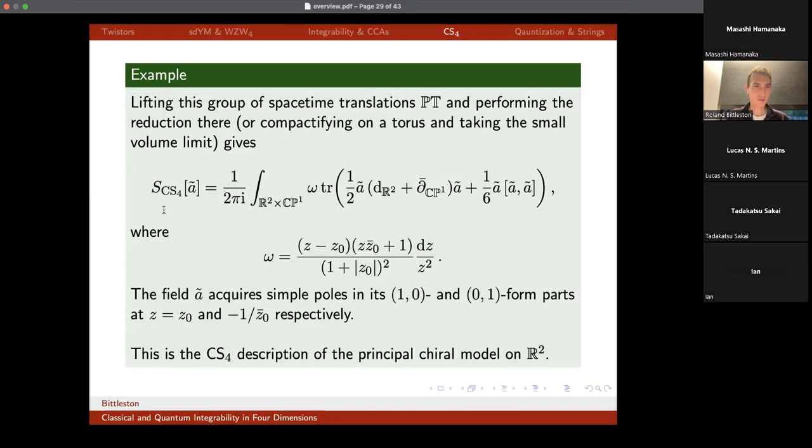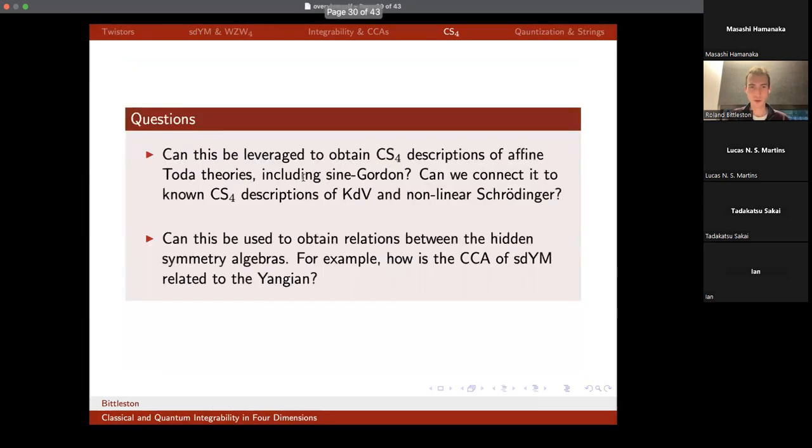I'm afraid I don't have time to go into more detail about the 4D Chern-Simons theory, but this is a very beautiful story. Many integrable systems are known to arise as symmetry reductions of the self-dual Yang-Mills equation. Crucially, things like affine Toda theories, including Sine-Gordon, which is difficult to realize in 4D Chern-Simons theory, and things like KdV and nonlinear Schrodinger. I believe these do have descriptions in 4D Chern-Simons theory, but hopefully this can make them a bit more explicit, and we can connect it to the known descriptions.